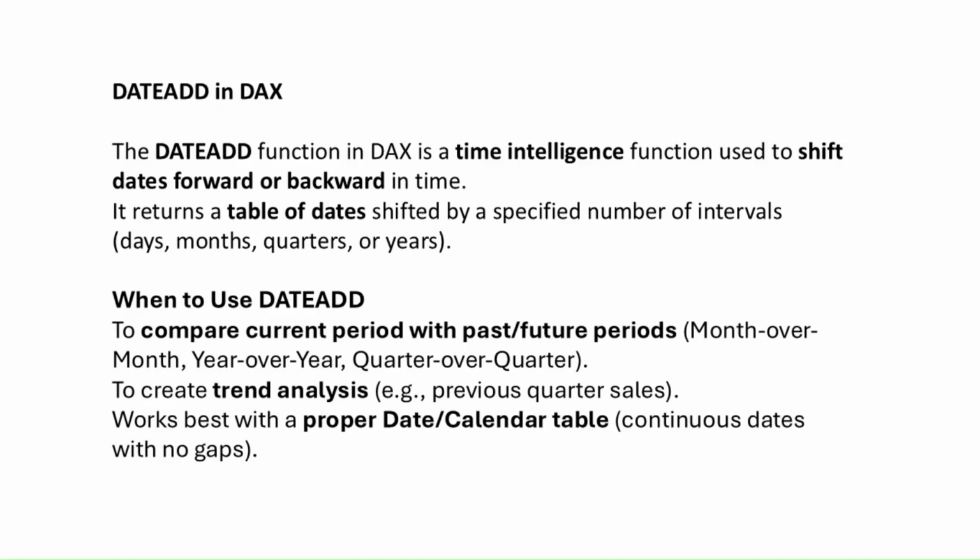DATEADD in DAX. The DATEADD function in DAX is a time intelligence function used to shift dates forward or backward in time. It returns a table of dates shifted by a specified number of intervals: days, months, quarters, or years. When to use DATEADD: to compare the current period with past or future periods, month over month, year over year, quarter over quarter; to create trend analysis, for example, previous quarter sales. It works best with a proper date or calendar table, with continuous dates with no gaps.